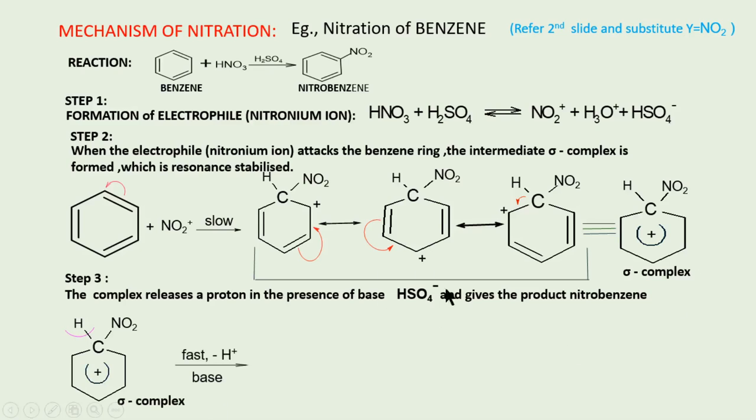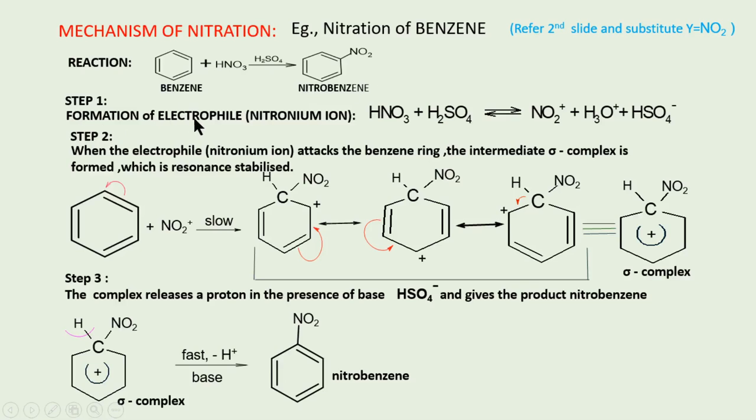So the base is nothing but HSO4 minus, which is present here, takes up this H plus and gets converted into sulfuric acid back, and the product nitrobenzene is formed. Now let us consider the mechanism of nitration again. When we consider the nitration of benzene, when we compare with the second slide, the Y is nothing but NO2 here, and the overall reaction is when benzene reacts with nitric acid in presence of sulfuric acid, nitrobenzene is formed.